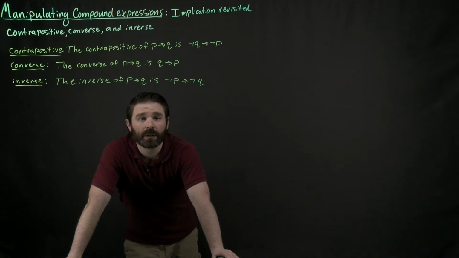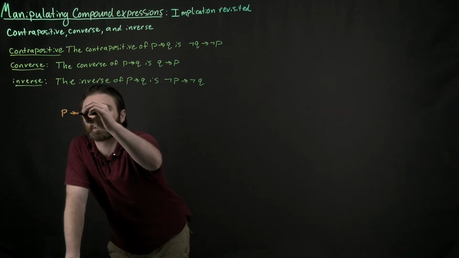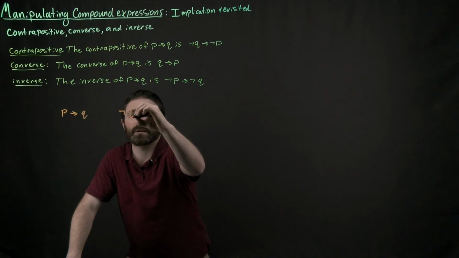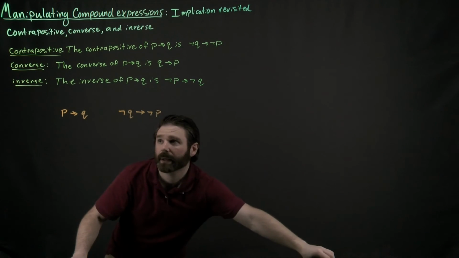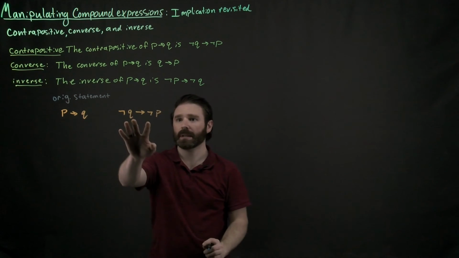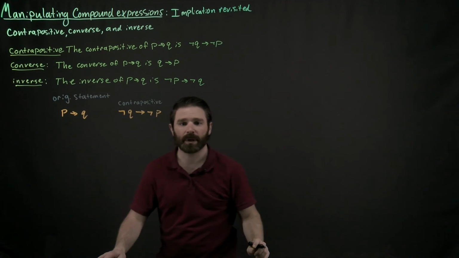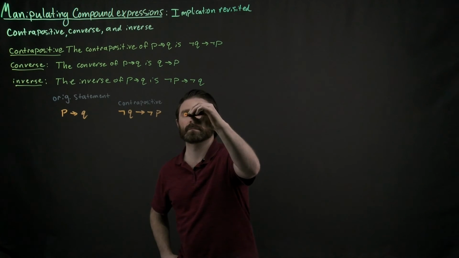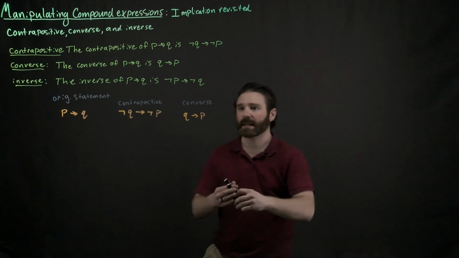So to summarize, we have the following. If our original statement is P implies Q, then its contrapositive is not Q implies not P. So this here, I'm going to call my original statement. The second one is the contrapositive. And then I had my converse, and I had my inverse.